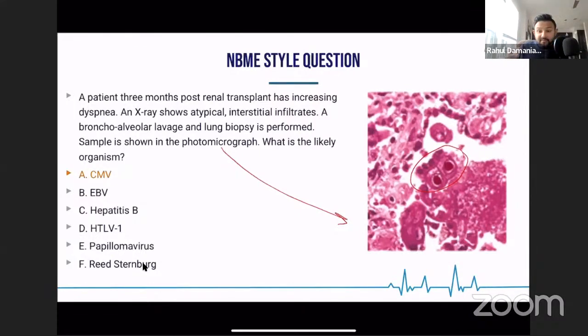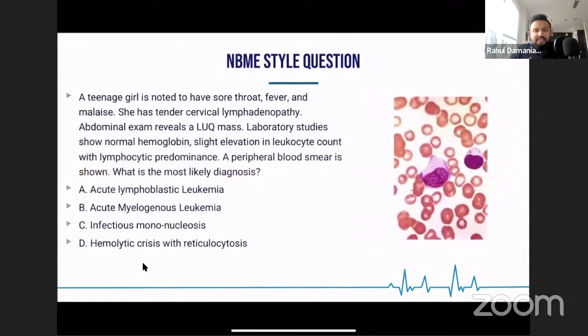So CMV is going to cause these owl's eye nuclei. Remember that a differential could be, if you're thinking oncological, the Reed-Sternberg cells. They both have these owl eye nuclei, but in this immunocompromised patient with pneumonia, you're going to be thinking of CMV. Let's pivot and talk about this question.